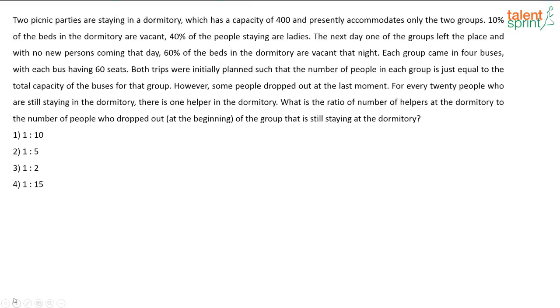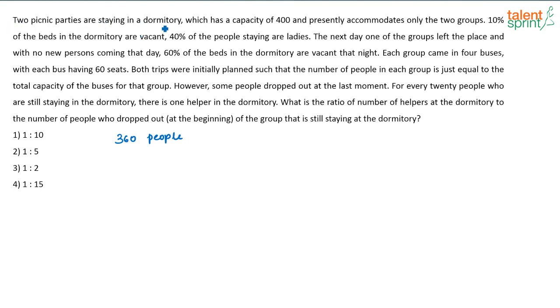So what's given here? 2 picnic parties are staying in a dormitory which has a capacity of 400 and presently accommodates 2 groups. 10% of the beds in the dormitory are vacant. So 10% of the beds are vacant means the total capacity is 400, out of which 10% is vacant. What is 10% of 400? 40, right? So 40 is vacant, which means how many people are there? Totally there are 360 people, both the groups put together.